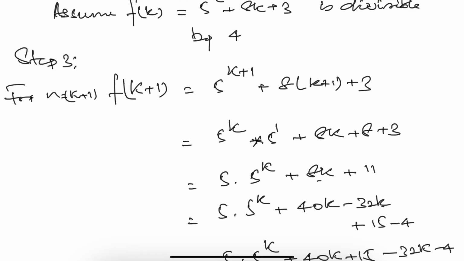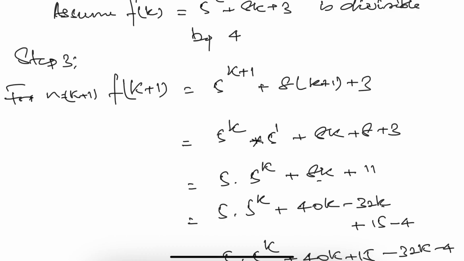Step 3, for n equal k plus 1. Unlike the other proofs by induction, where we add a certain value to the left-hand side and then prove the right-hand side is true for k plus 1, here what we need to prove for k plus 1 is that the function is divisible by 4. So write n equal k plus 1, f(k+1). Substitute k plus 1 for n: 5 to the power k plus 1 plus 8 times k plus 1 plus 3.